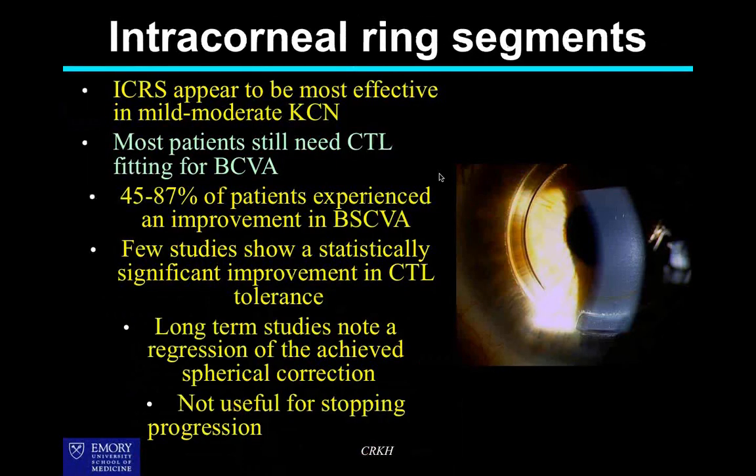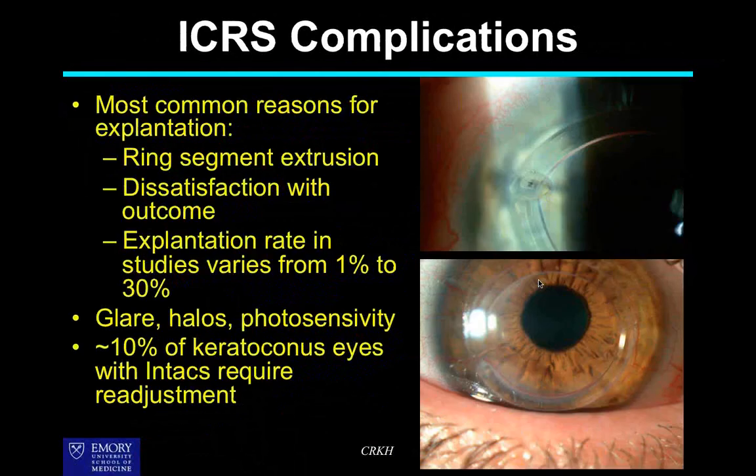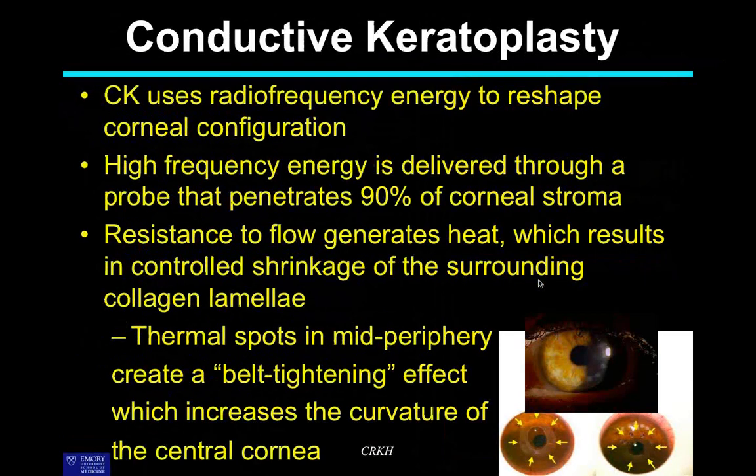Most patients are supposed to be told, of course, that they still may need contact lens fitting for the best corrected visual acuity following these intact placements. But it does decrease some of the irregular astigmatism, and allows a little better vision as far as refractive for glasses is concerned. There are complications. Sometimes they extrude through. Explantation varies from 1 to 30%. Glare, halos, photosensitivity, and some require further adjustment.